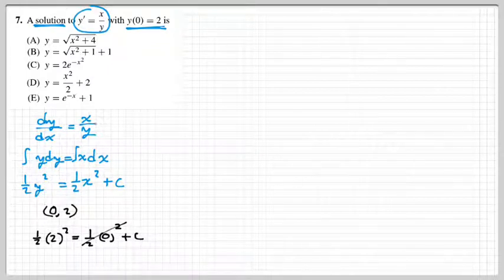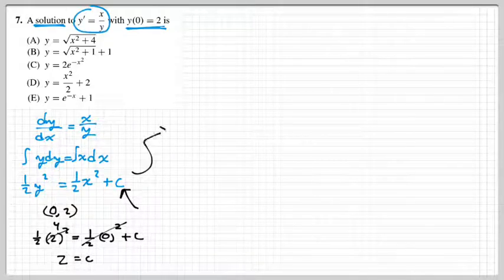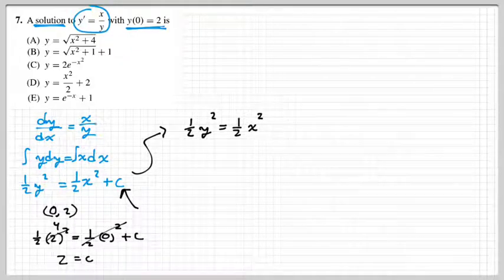That will be a 0, and so c is all by himself on the right side. And on the right side, I have 4 times 1/2, which is just 2. So my c is 2. So I'm going to plug that back into that c right there. Let's see what we get. We have 1/2 y squared equals 1/2 x to the second power plus 2.